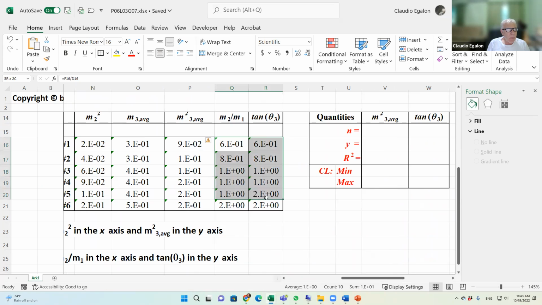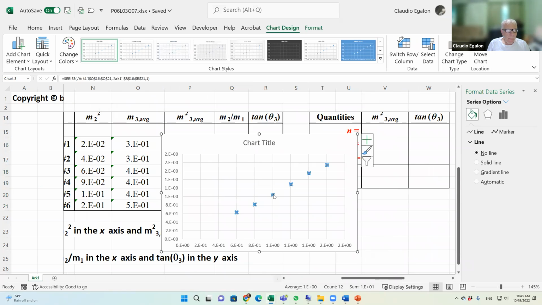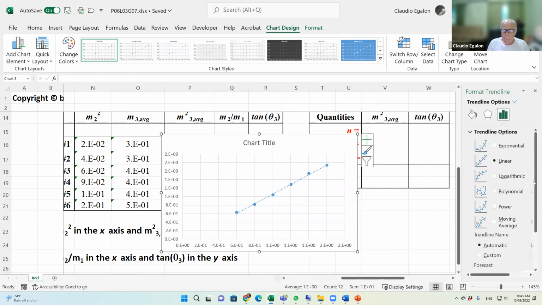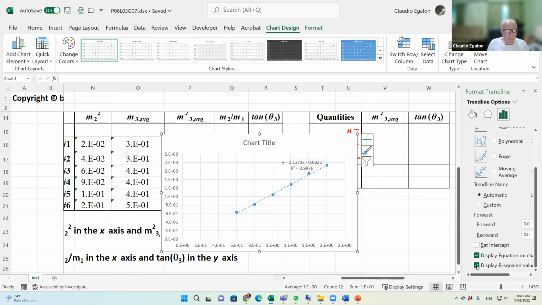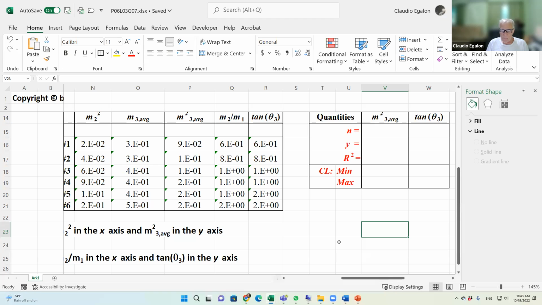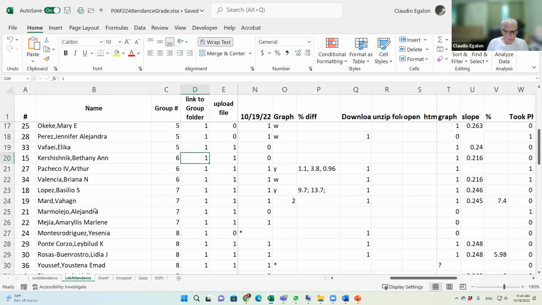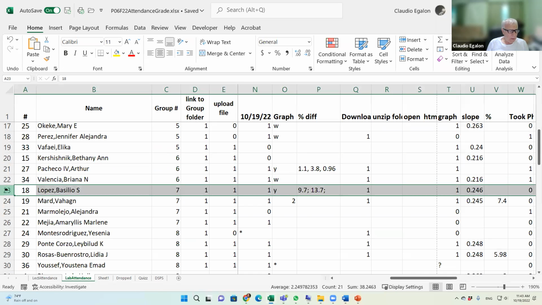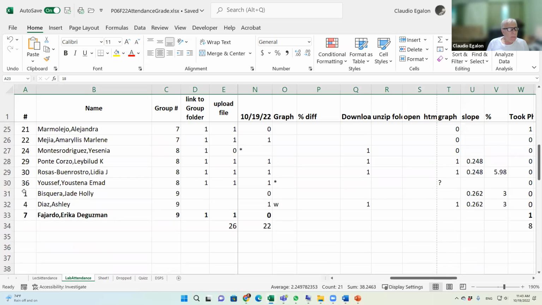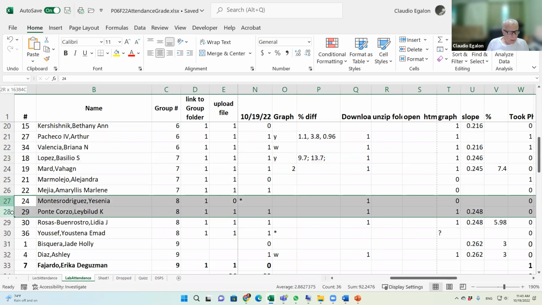The tangent M2 divided by M1. Percent, yeah. Okay, yeah, 13% is low enough to believe that they did it right. Now that's good. We're talking to Basilio, right? We have 15 more minutes to go. Let's go for group number 8 now.